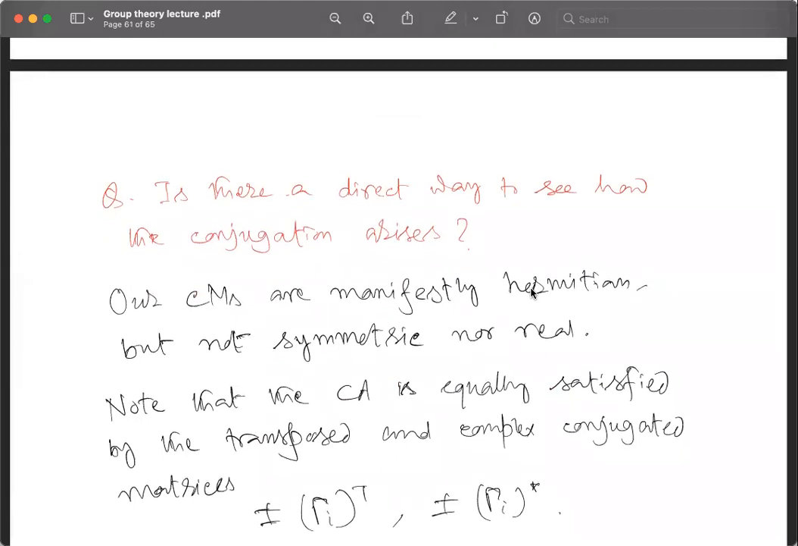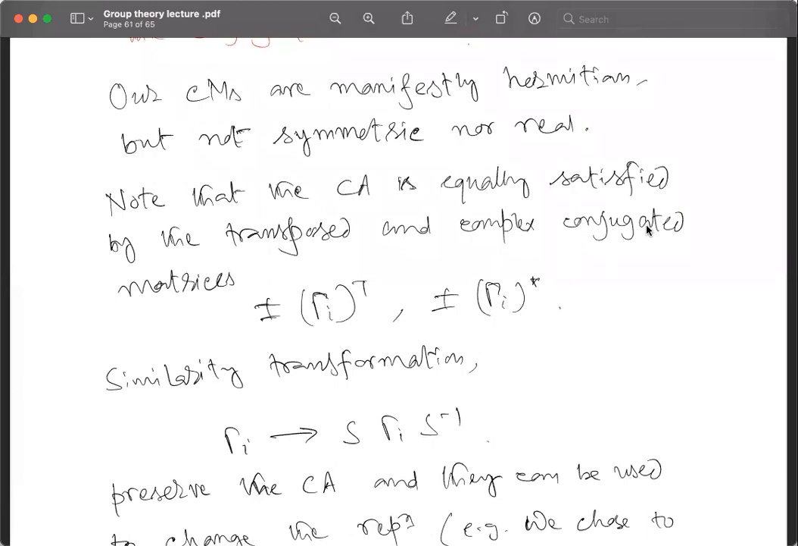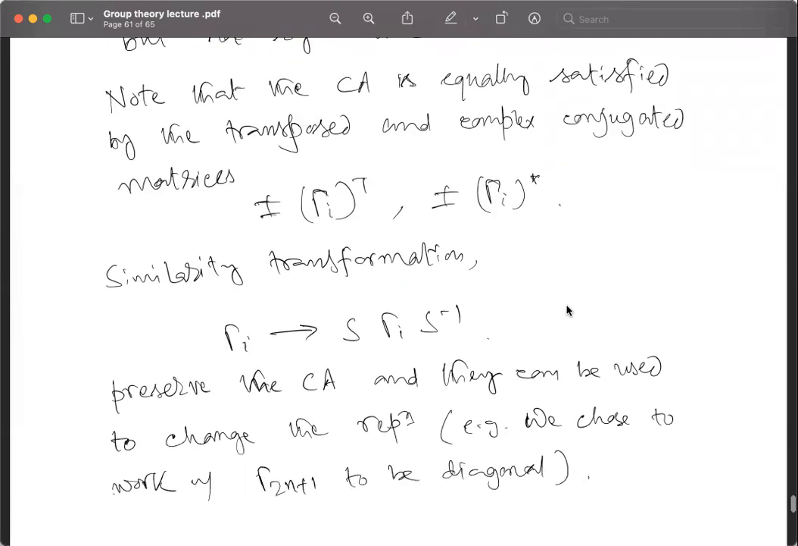Now the question is, is there a direct way to see how the conjugation arises? Our Clifford matrices are manifestly Hermitian, but neither symmetric nor real. Note that the Clifford algebra is equally satisfied by the transposed and complex conjugated matrices, like plus or minus gamma_i transpose and plus or minus gamma_i star. So there exists a similarity transformation: you can replace gamma_i by S gamma_i S inverse, where S is the similarity transformation matrix. This preserves the Clifford algebra, and it can be used to change the representation.